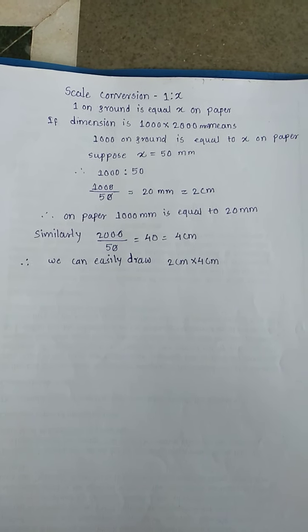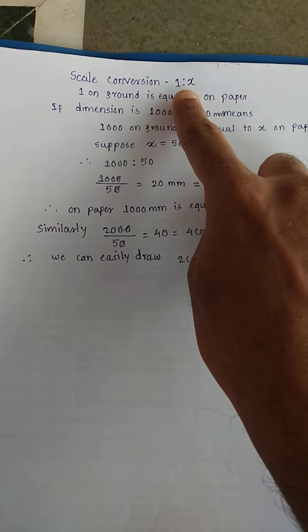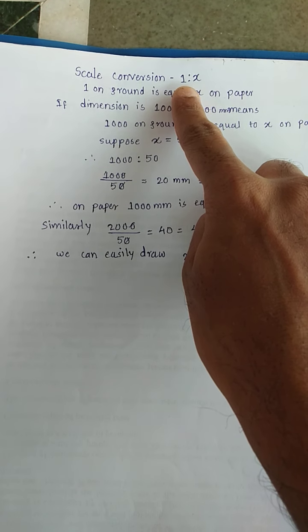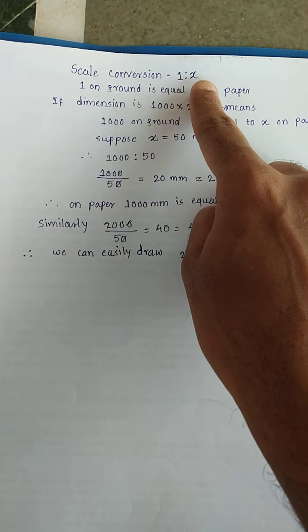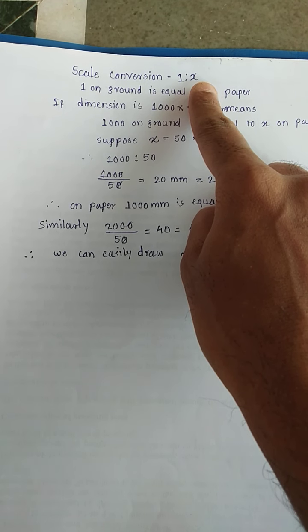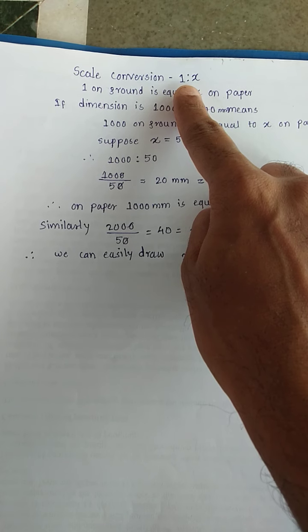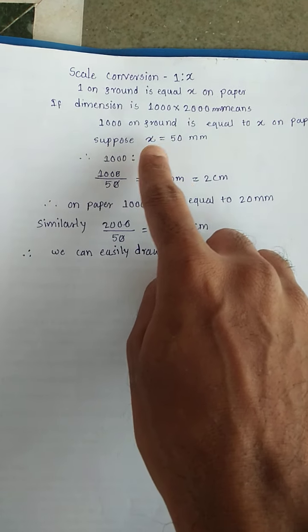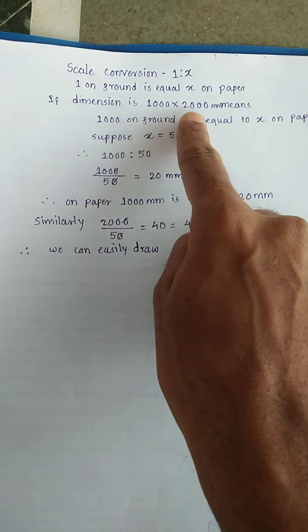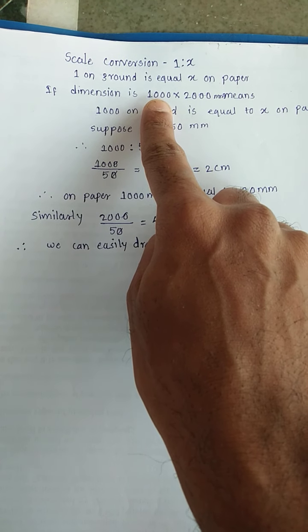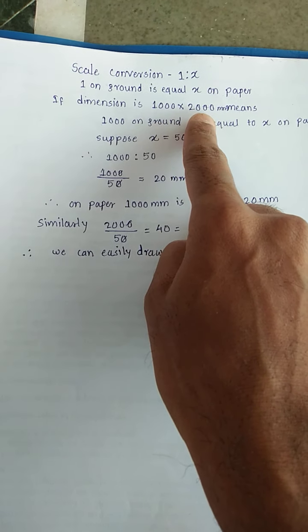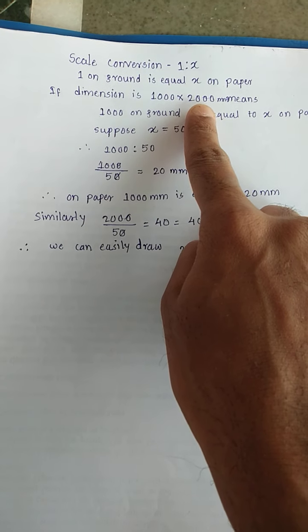As we know, scale is represented as 1 is to x. It means 1 on the ground is in the ratio of x dimension over the paper. So it is represented 1 is to x. Suppose my dimension is 1000 mm into 2000 mm. It means this 1000 represents the dimension over the ground, that is the length, and 2000 mm is a width over the ground surface.